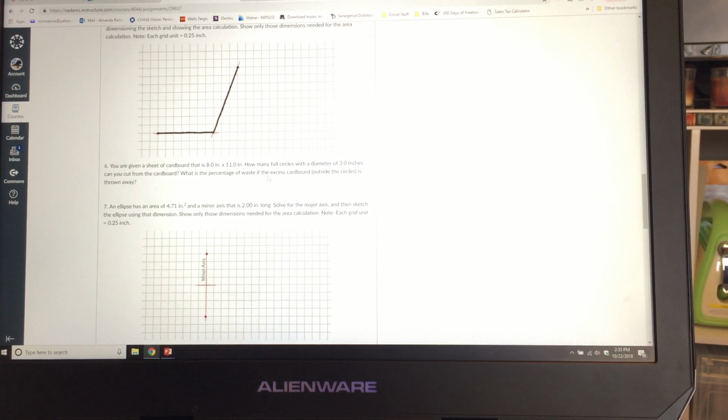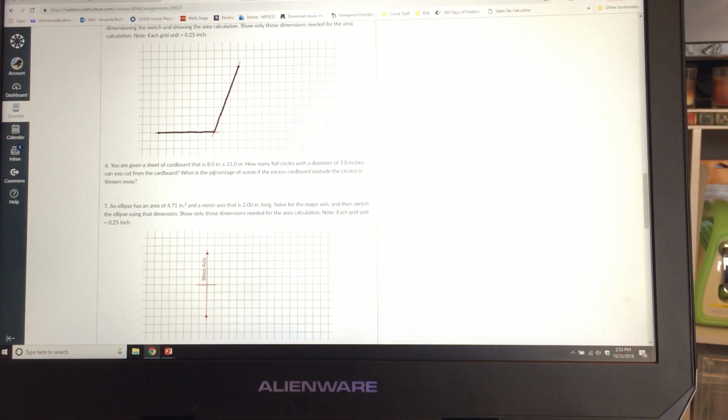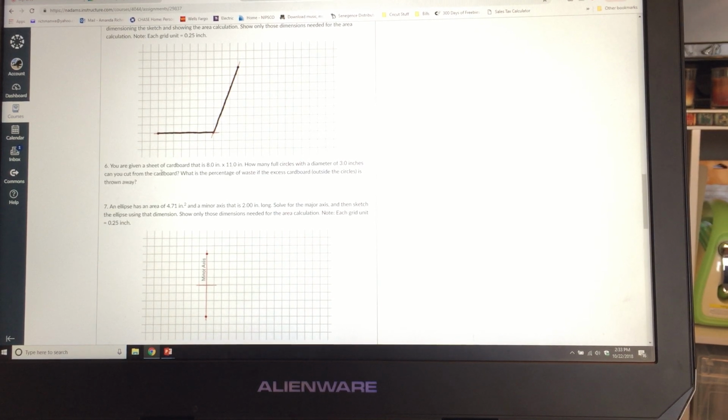Question 6, alright, be careful here. You're given a sheet of cardboard that is 8 by 11. How many full circles with a diameter of 3 inches can you cut from the cardboard? Remember, circles don't line up nice and pretty. You're going to have wasted space between each of the circles, and a lot of people forget about that. So you can't just figure out the area of the cardboard and the area of the circle and divide to see how many can go in, because it won't work out. Your circles will have wasted space.